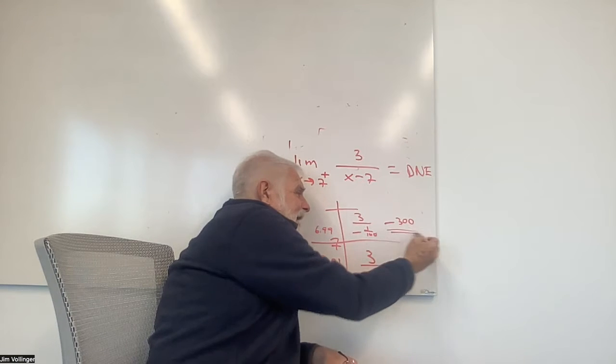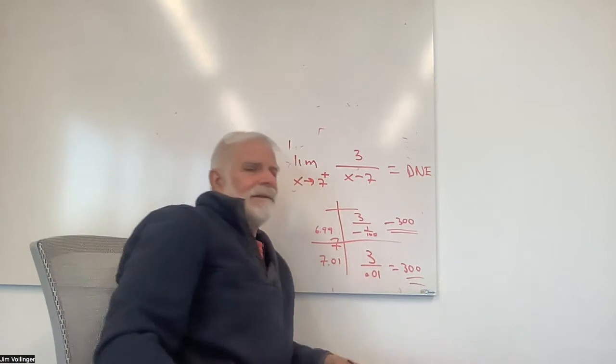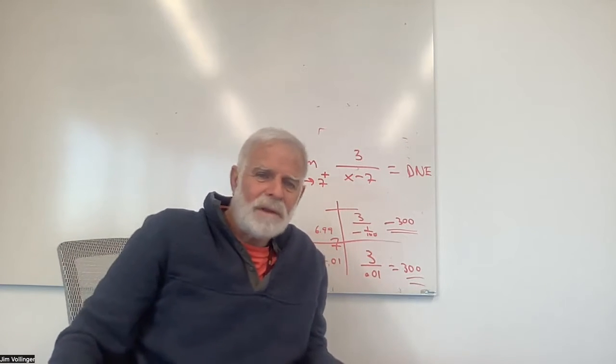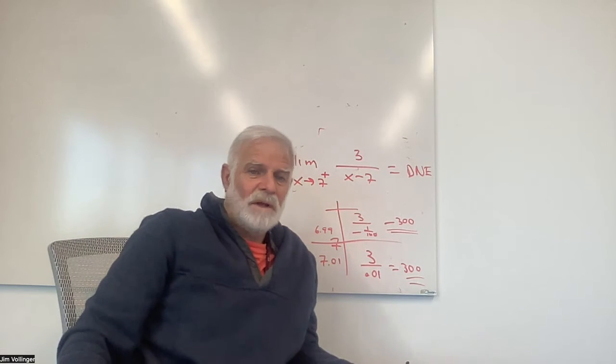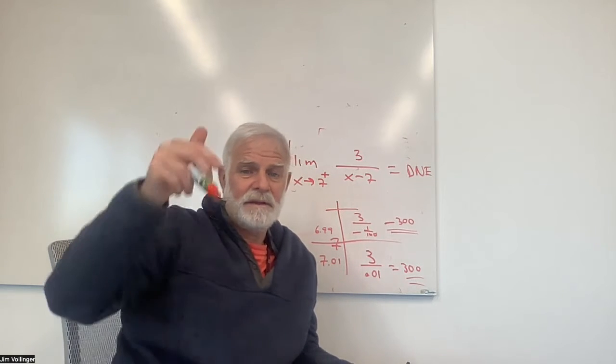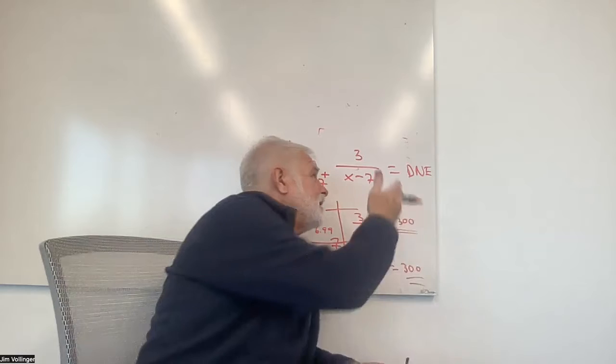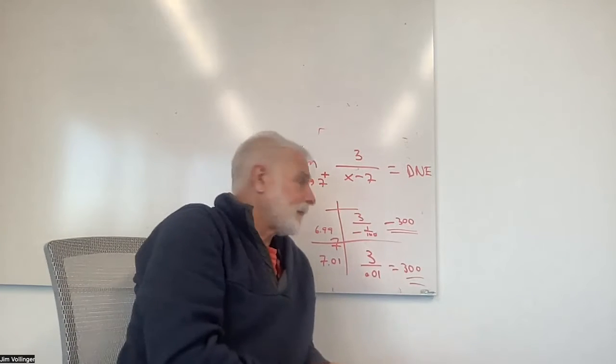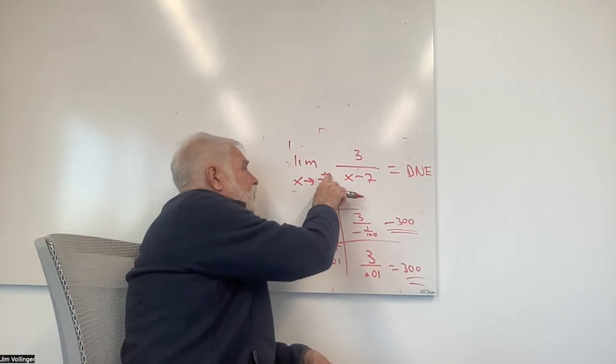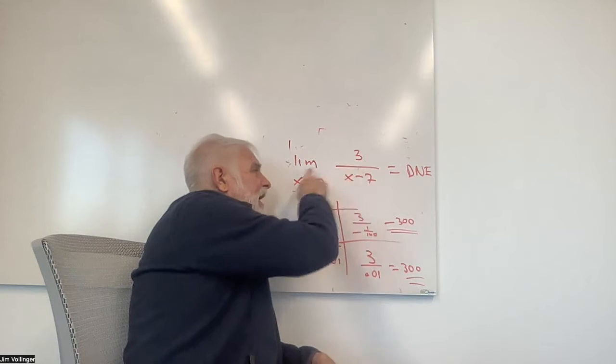If they're not the same, it doesn't have to be absolutely equal, but one's headed towards negative infinity, the other's headed to positive infinity. It does not exist.